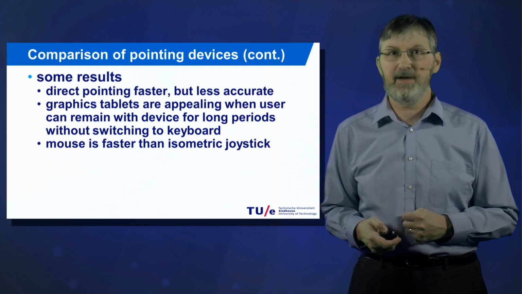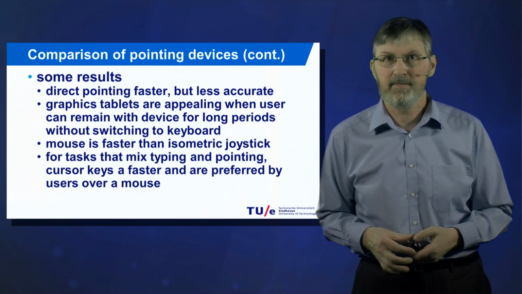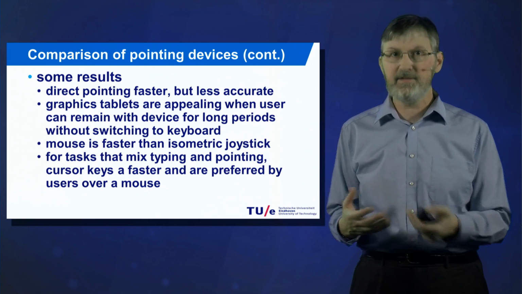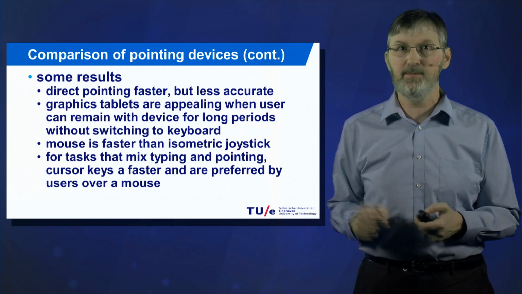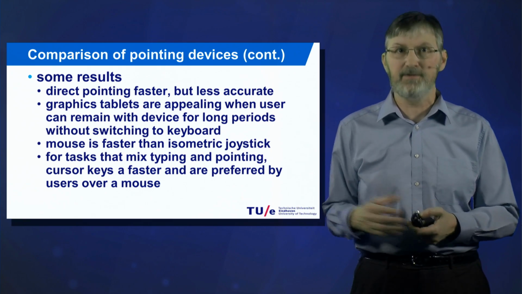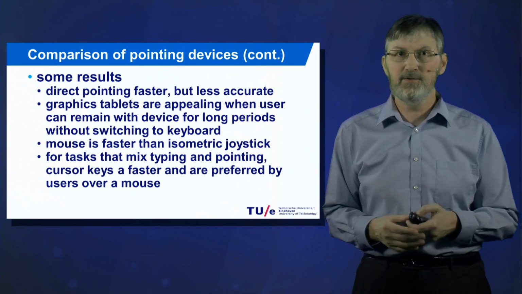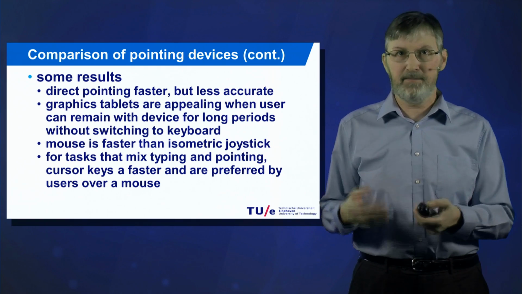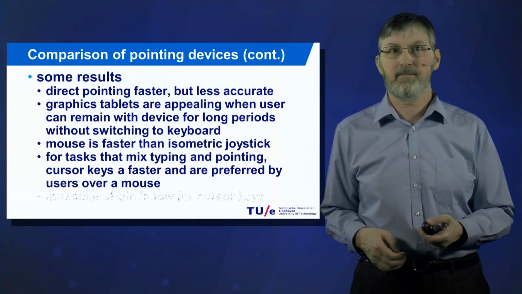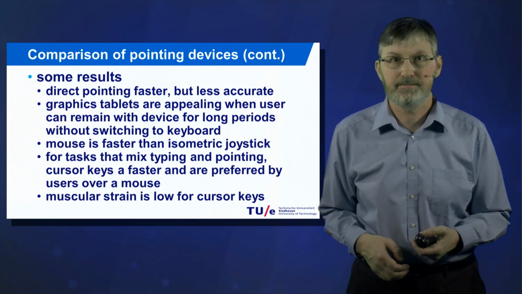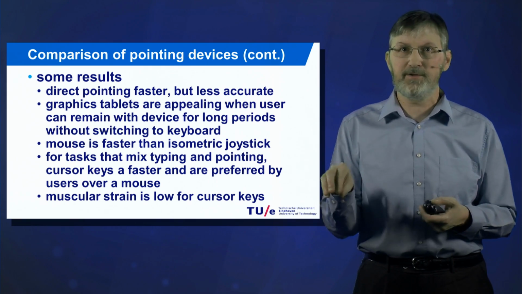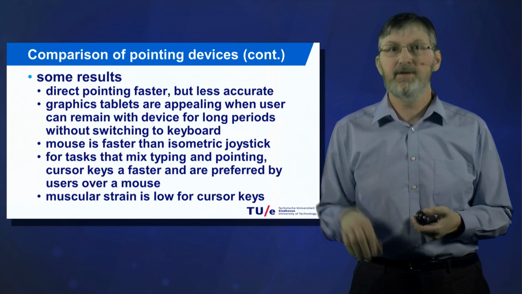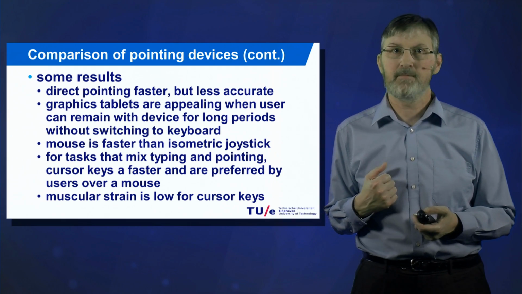The mouse is faster than using a joystick. And if you have a mix of typing and pointing, that's where the cursor keys to move the cursor on the screen become useful, and faster and better than using a mouse. The muscular strain is also lower for the cursor keys than for using the mouse to point.